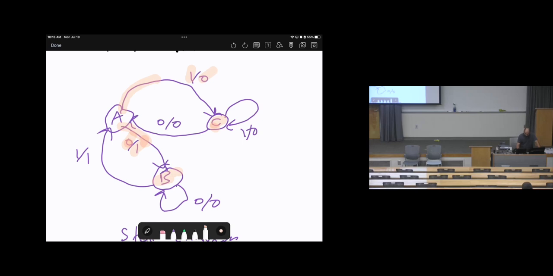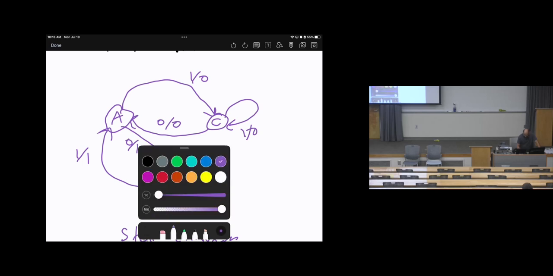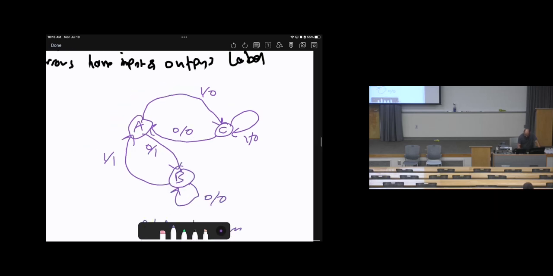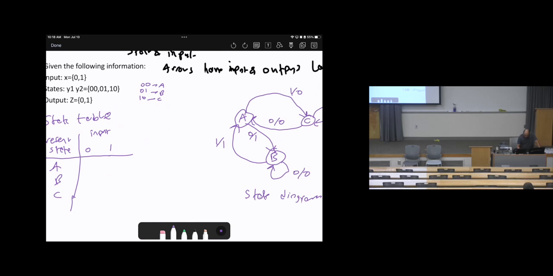Okay? So we can write it based on this diagram. If the input is 0, it will go to B and the output will be 1. So we're going to write it like this: if the input is 0, the next state is B, the output is 1. How about if the input is 1? If the input is 1, it will go to this path, which goes to C, and the output is 0.